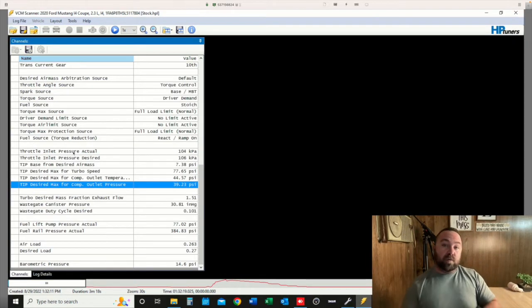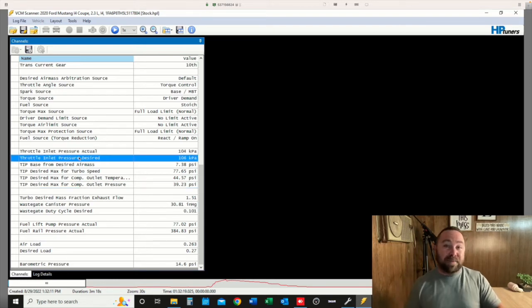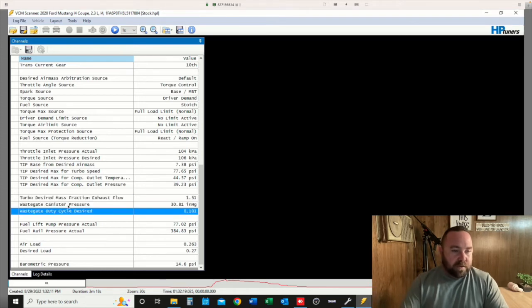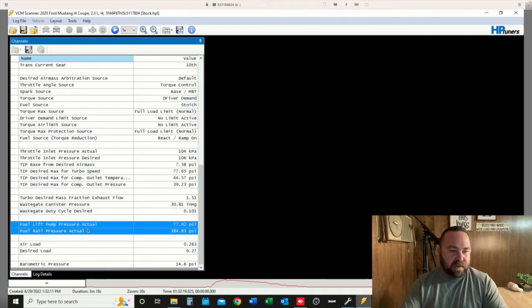So here's another good one. Throttle inlet pressure, actual and desired, also known as TIP desired. This is a big indicator of what potential power your ECU is asking the engine to produce. Here's another wastegate parameter. If you're tuning for wastegate, there's the canister pressure and wastegate duty cycle. These are good to monitor right here.